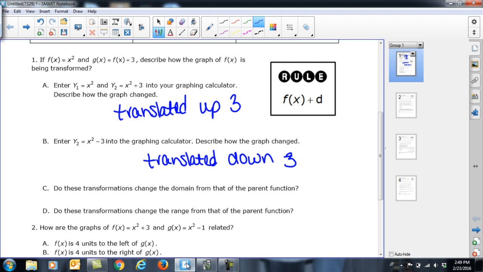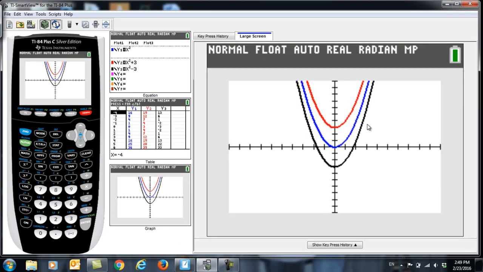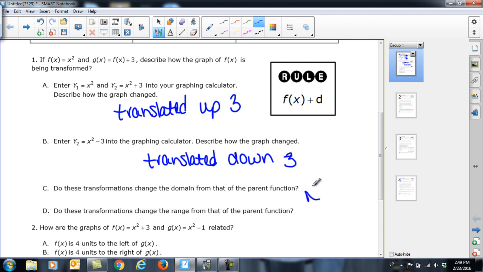So the question is, do these change the domain? Well, here's my graph. They all open or concave up. They all go to the left and to the right as far as possible. So all three of these graphs have a domain of all real numbers. So no, they don't change my domain.